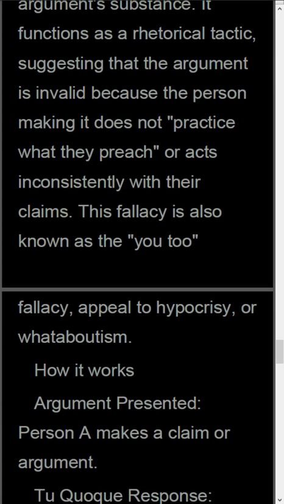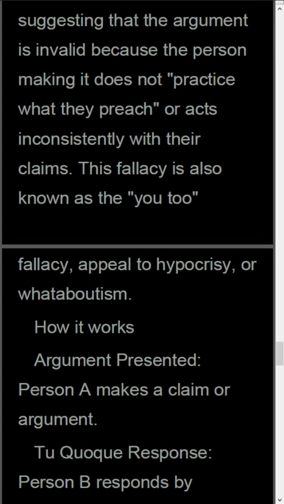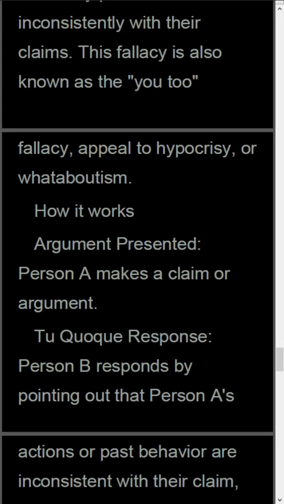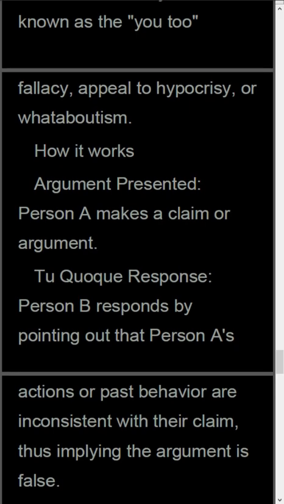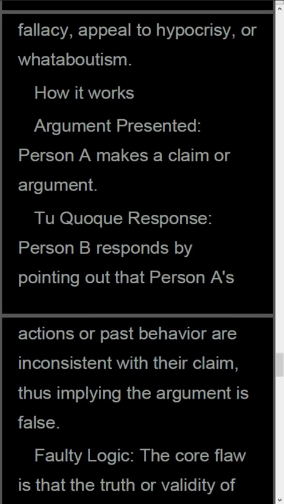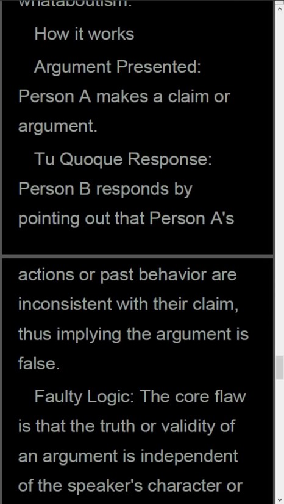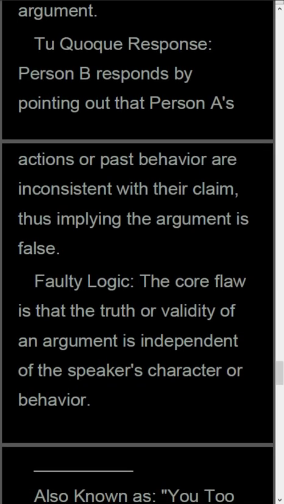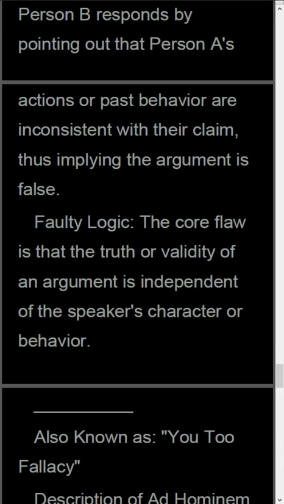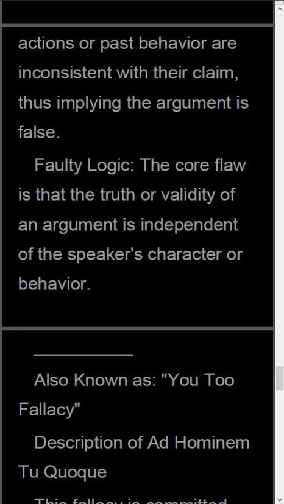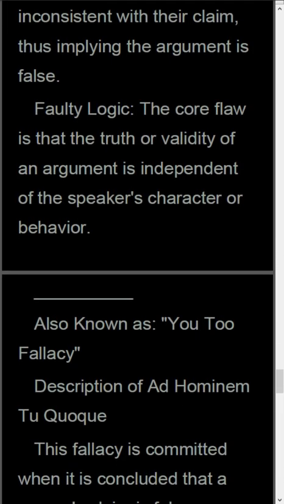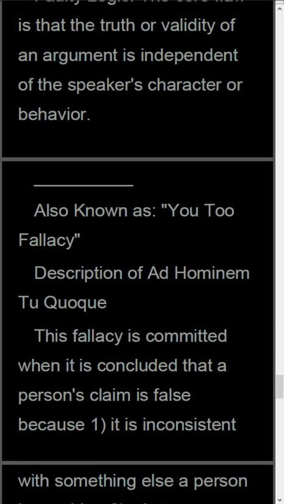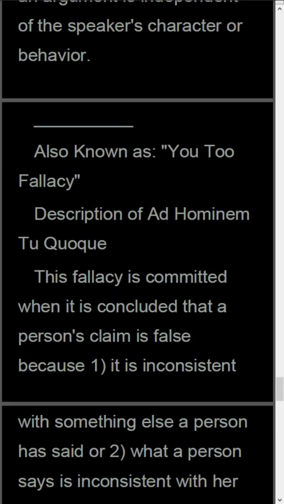How it works. Argument presented. Person A makes a claim or argument. Tu quoque response. Person B responds by pointing out that person A's actions or past behavior are inconsistent with their claim, thus implying the argument is false. Faulty logic. The core flaw is that the truth or validity of an argument is independent of the speaker's character or behavior. Also known as you-too fallacy.